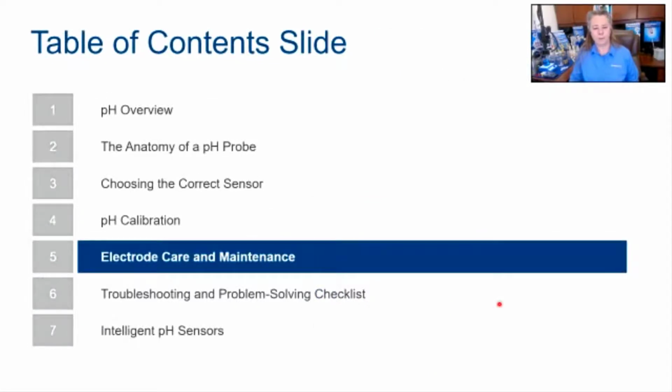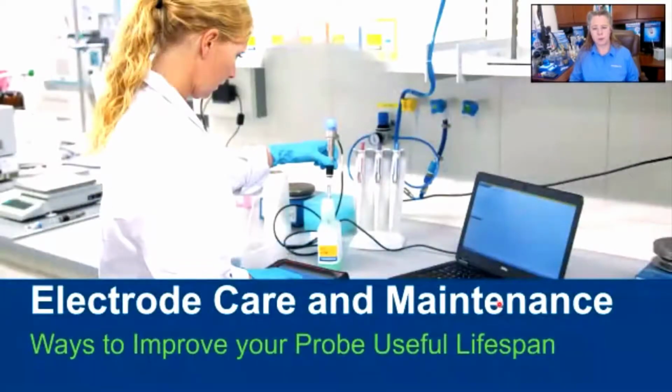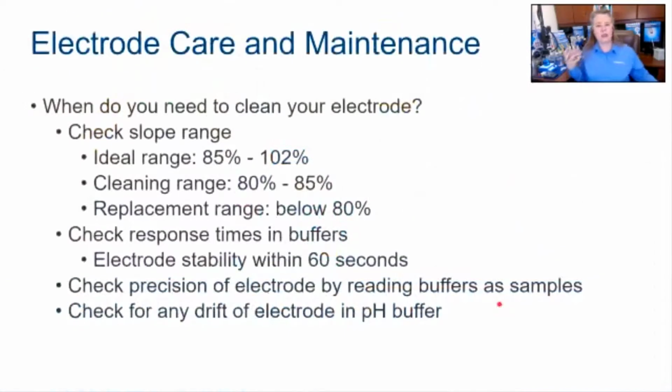Okay. Care and maintenance. When do you need to clean a pH probe? And this is the same for laboratory probes and process probes. Check your slope. If it's outside of that 85 to 102, you need to clean it.